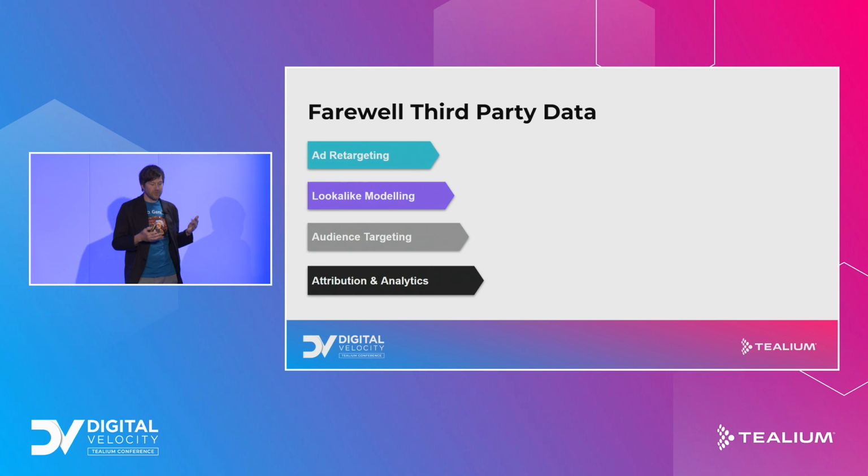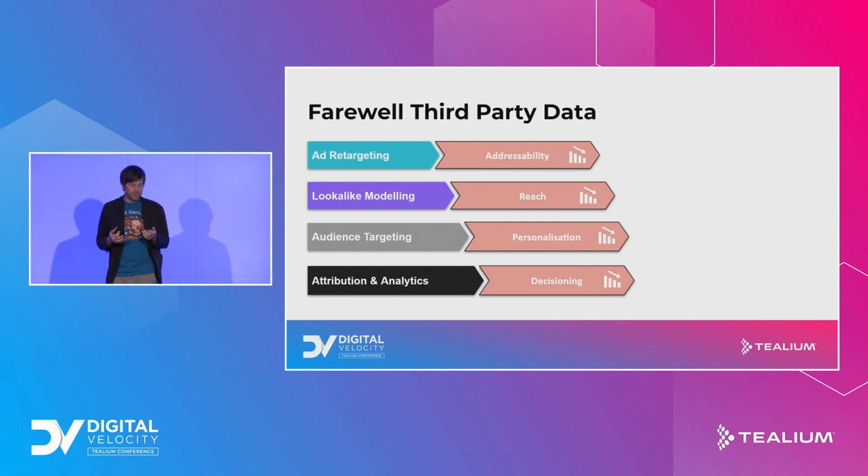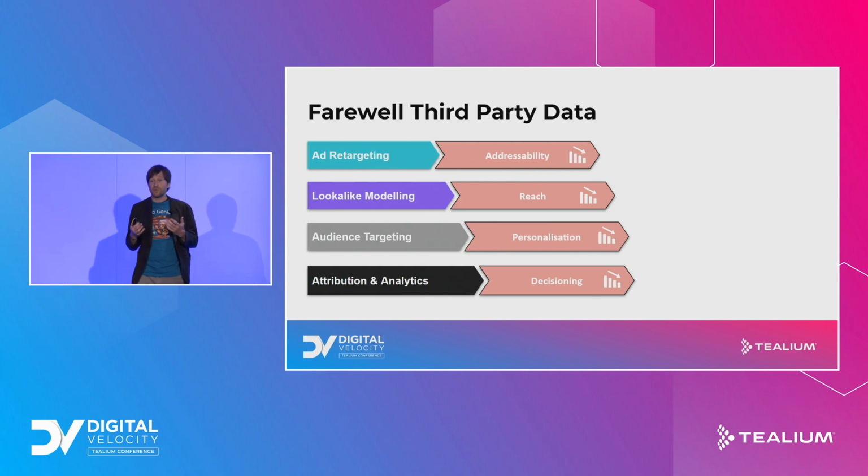These are very typical use cases where third-party data was important. But what's the impact of third-party data loss? With ad retargeting, you're losing addressability, so you can't target the people anymore as before. With lookalike modeling, you're losing reach, so fewer people coming to my site that I didn't know before.